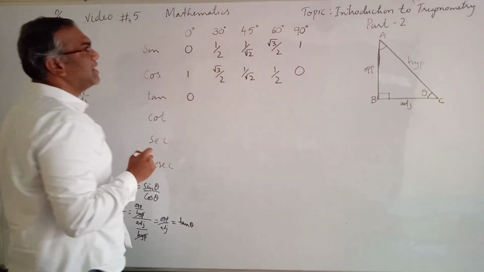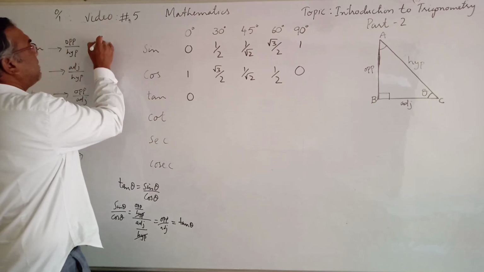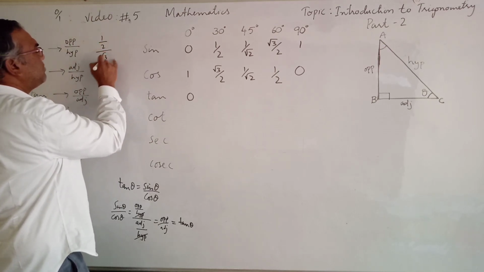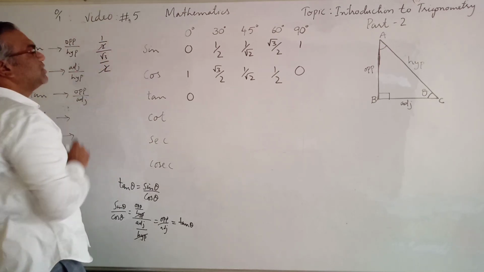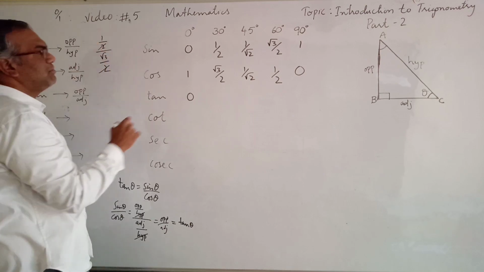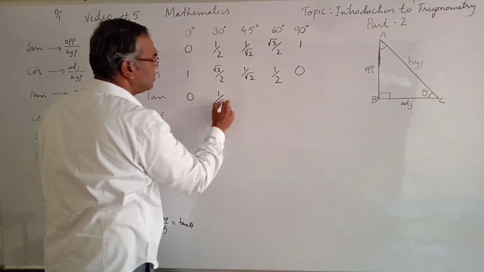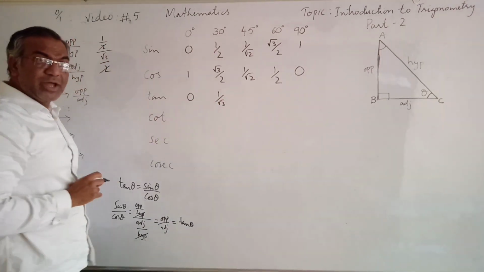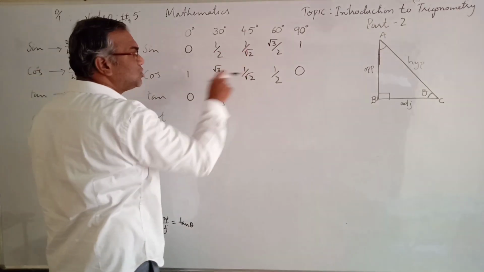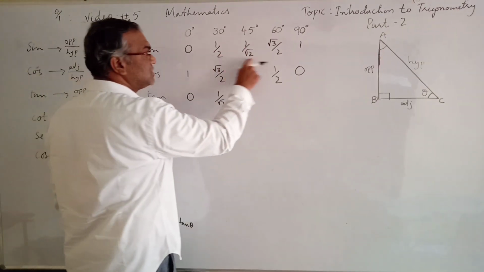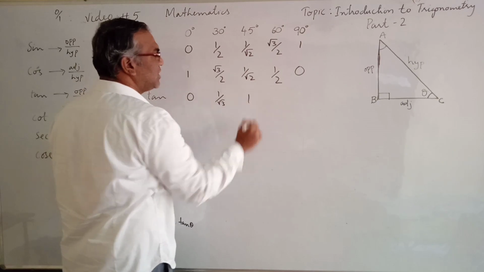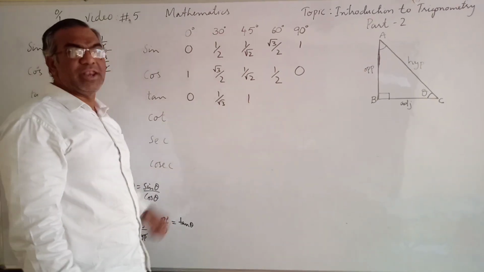Then 1 by 2 divided by root 3 by 2. Again this 2 will get cancelled, right? What is left? 1 by root 3. So tan 30 is 1 by root 3. Then 1 by root 2 divided by 1 by root 2. Same numbers. When we divide same numbers, we get 1. So tan 45 is 1.